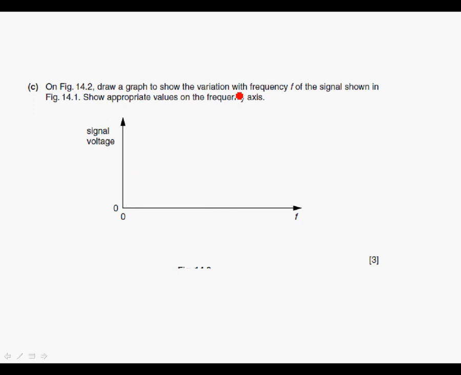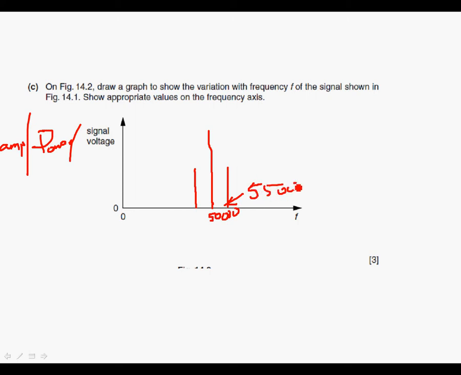Now the next part is to draw a graph to show the variation of frequency versus signal voltage. Now this can be power or amplitude, and you definitely would have three straight lines, I believe. So you should have three straight lines there, right? And with that as 50 kilohertz, but please put 50,000 there, and that would be 55,000, right? You do it in your paper, right? 55,000, and that would be 45,000.